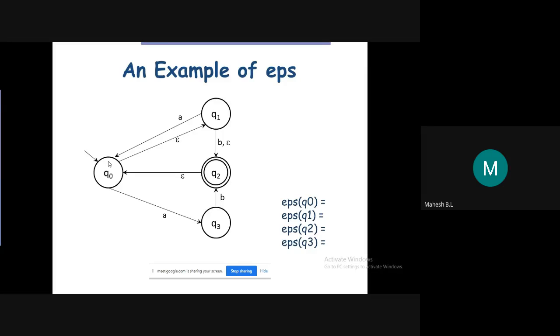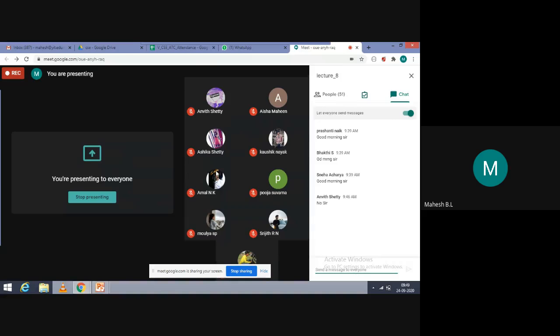Then you need to include all those states which can be reached from Q naught by using epsilon transition. Whichever states can be reached from Q naught by epsilon transition, all those need to be included. So epsilon of Q naught must include Q naught first. Then you can reach Q1 from Q naught by using epsilon transition. That's why you need to include Q1 also. Then you can reach Q2 from Q1. That's why even Q2 has to be included. Is it clear? Understood how to compute epsilon of a state?